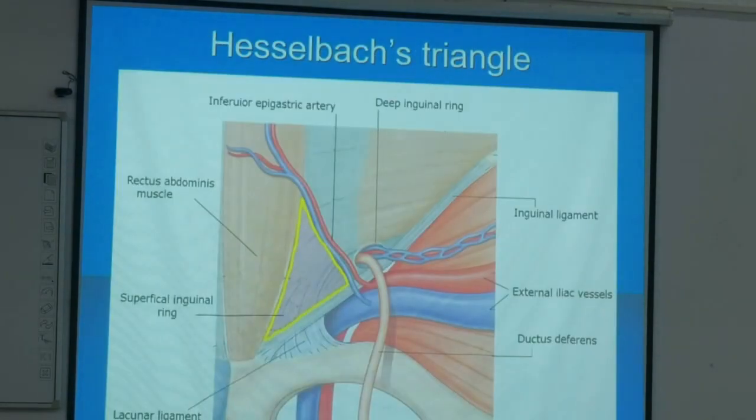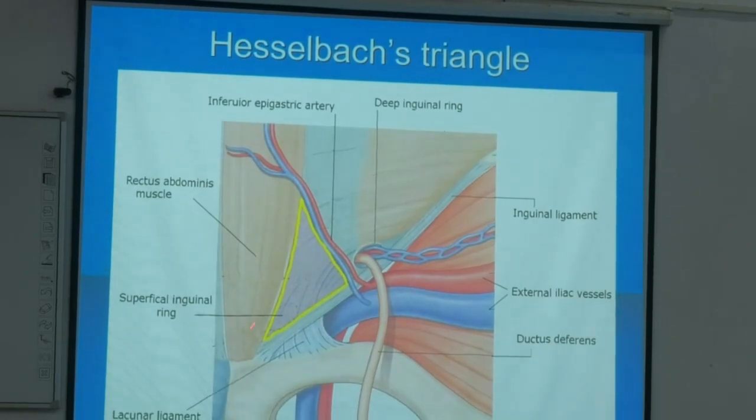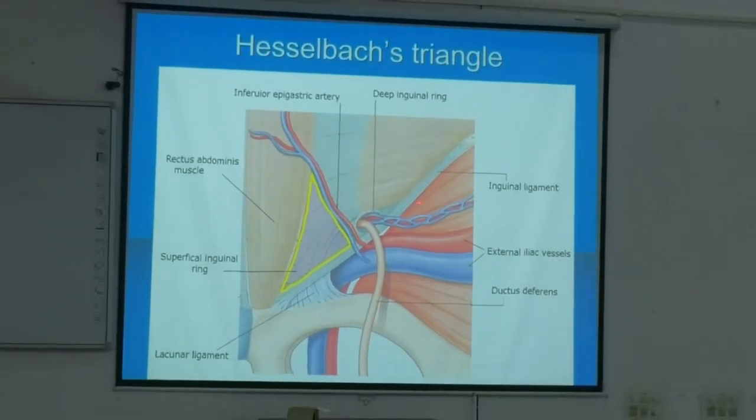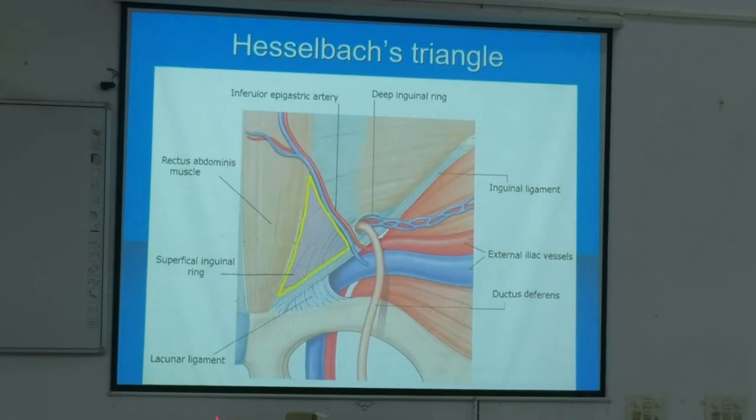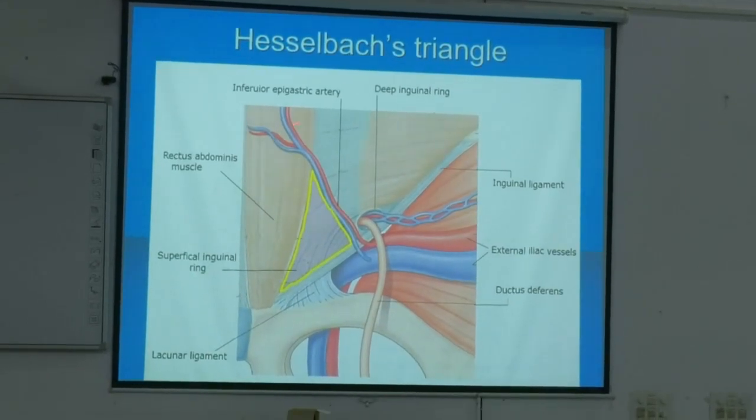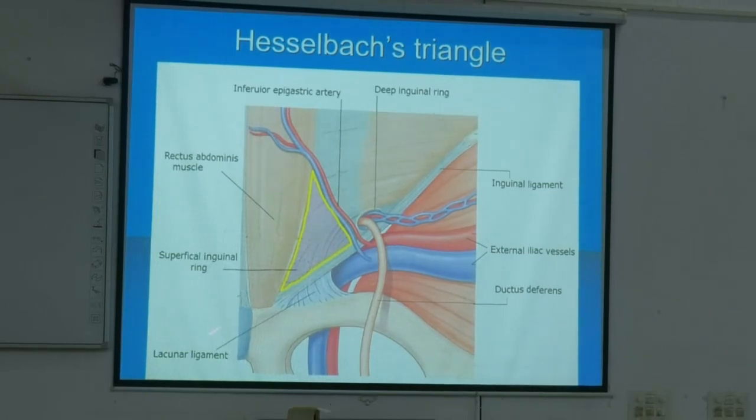Next. See, this is the triangle, this yellow one. See, this is the midline of the abdomen, here is the rectus abdominis muscle. So, the medial boundary is formed by the lateral border of rectus abdominis muscle. The lateral boundary is formed by the inferior epigastric vessel and the base of the triangle is formed by the inguinal ligament. So, these are the boundaries of Hesselbach triangle.